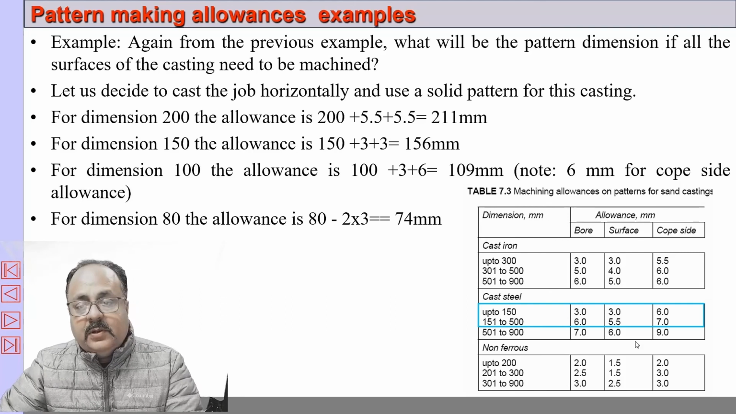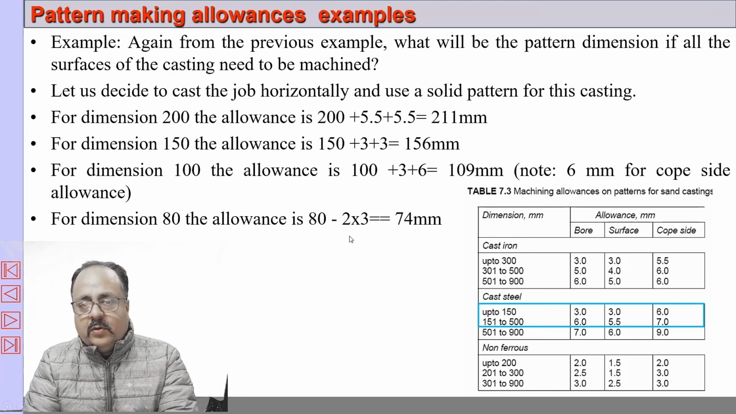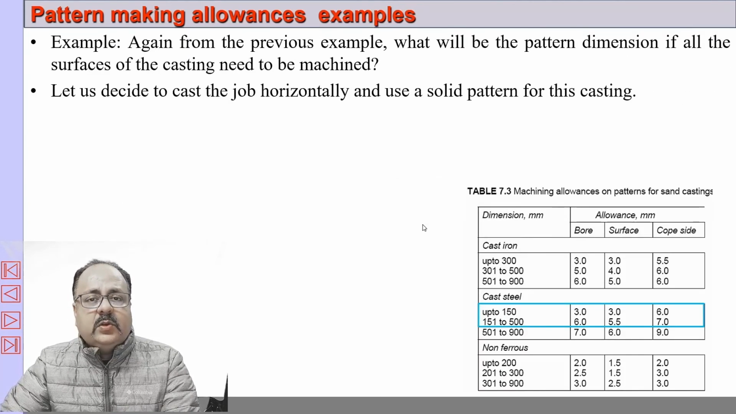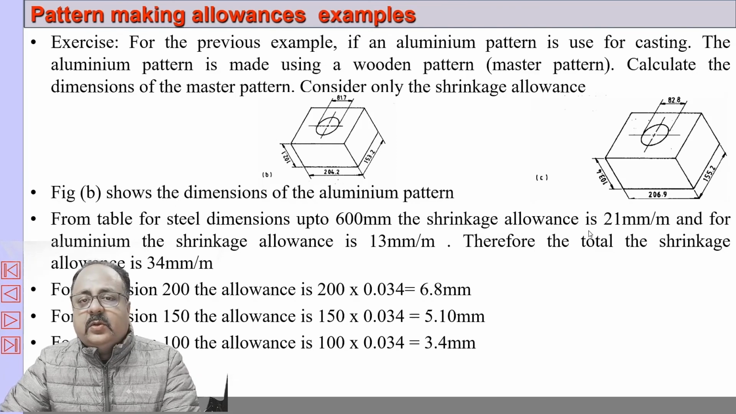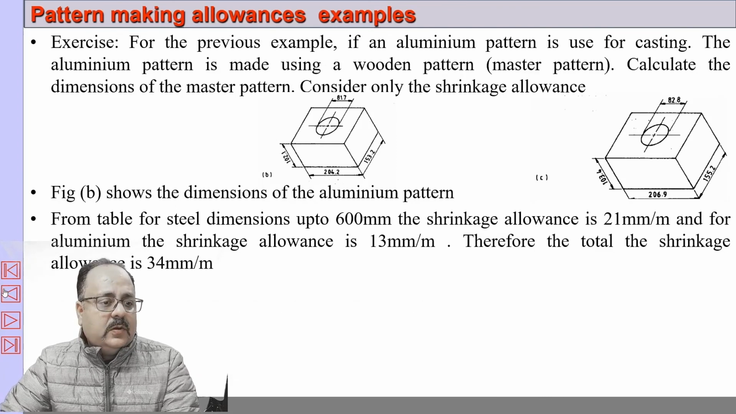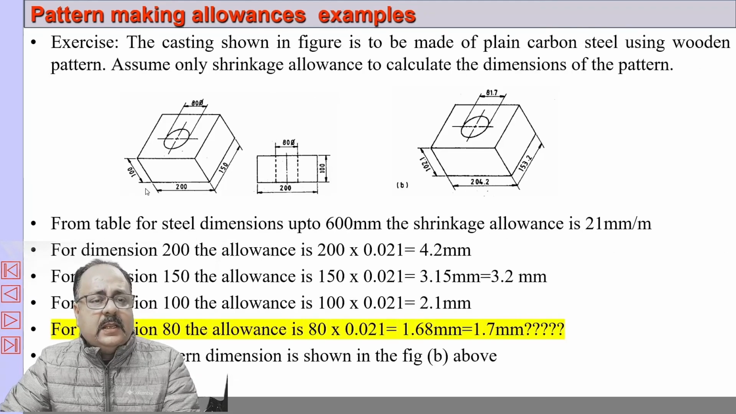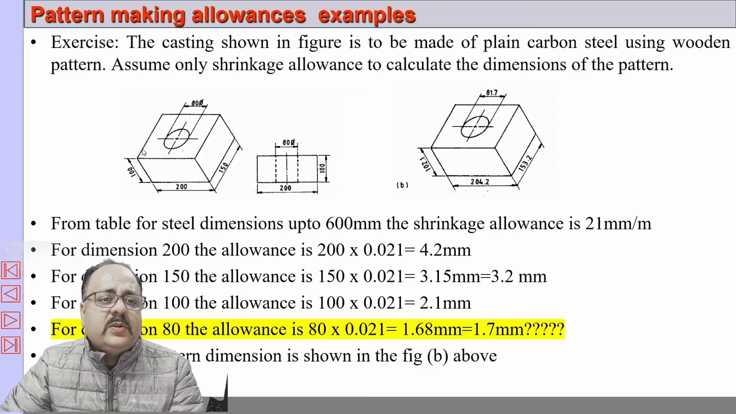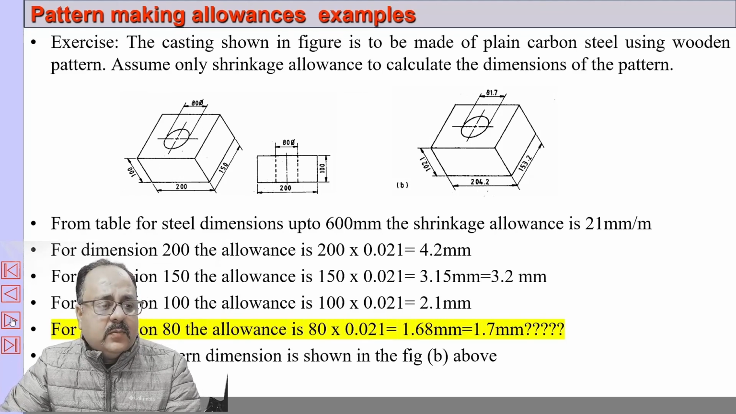So it will be below 100, below 150. So 3 diametrically on both sides. So it will be 74 mm. I'll show you. So here 5.5 this side, 5.5 this side, 3 on this side, 3 on that side, and 3 on this side, and 6 on this side, because on the top surface will be the slags which have to be removed. So therefore it is more.